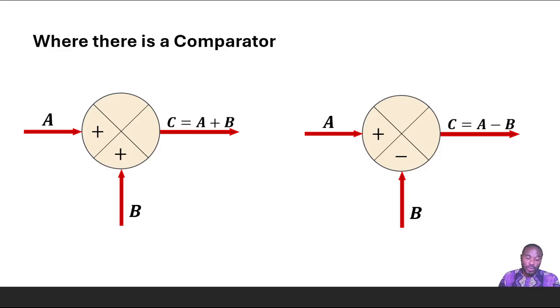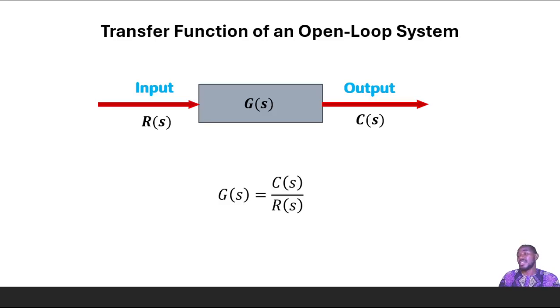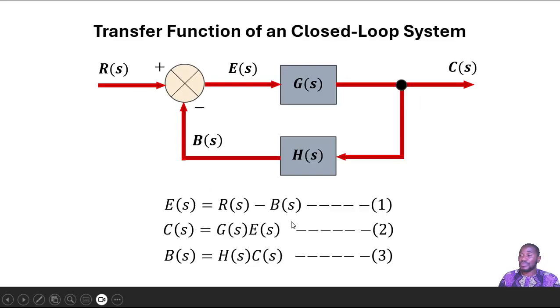So we've already said that this is a transfer function of an open loop system. Your input reference signal is that. It's in the S domain already. This is your output signal, and that is your transfer function expressed like so.